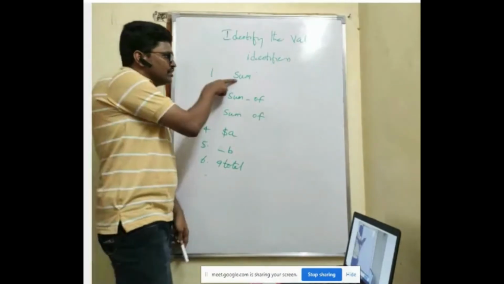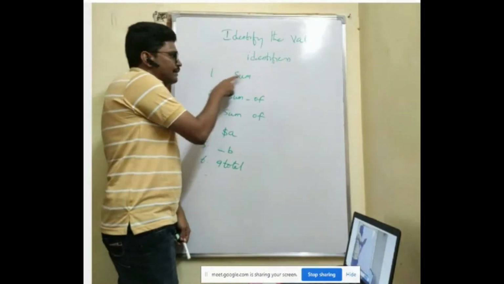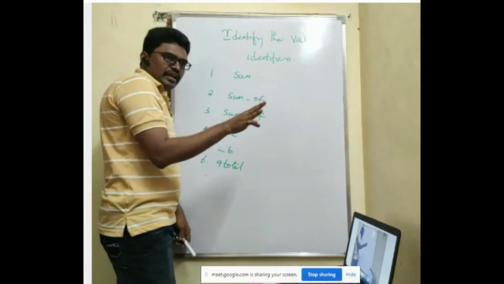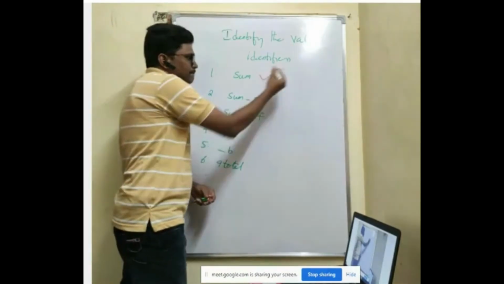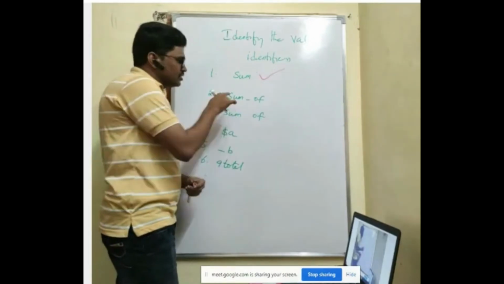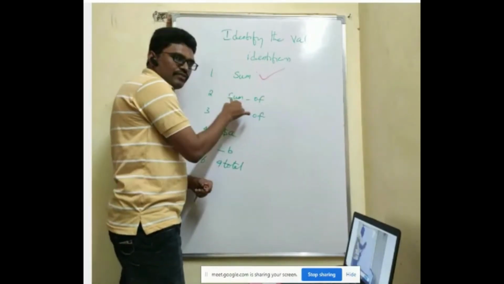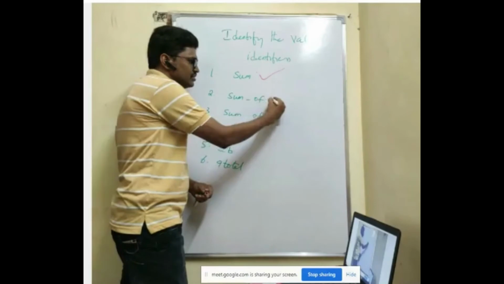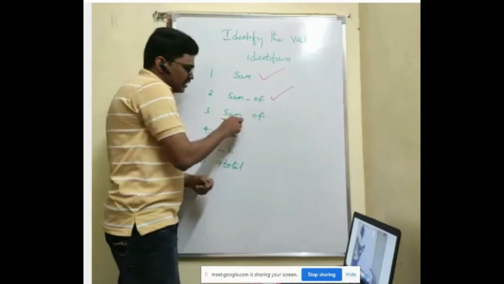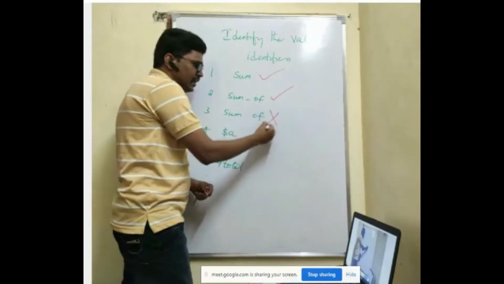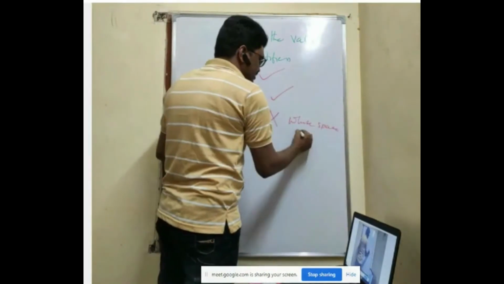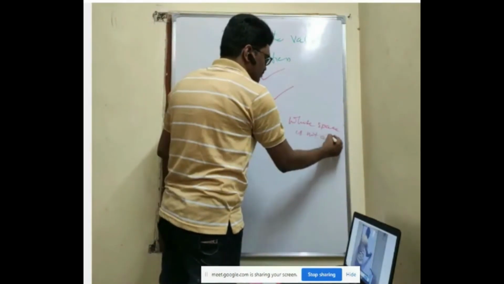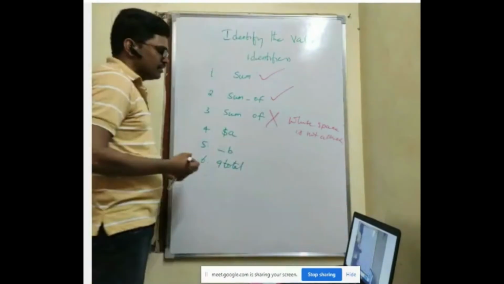So now it is sum. I'm not starting with any alphabet, any digit or anything, so this is valid. It's correct. Now sum underscore of, I did not give any space. This is valid. Sum space of is invalid, because white space is not allowed. It is invalid.